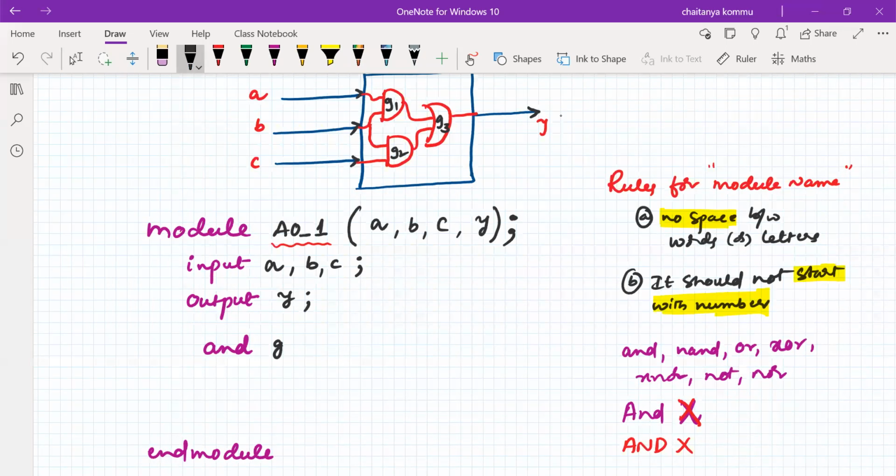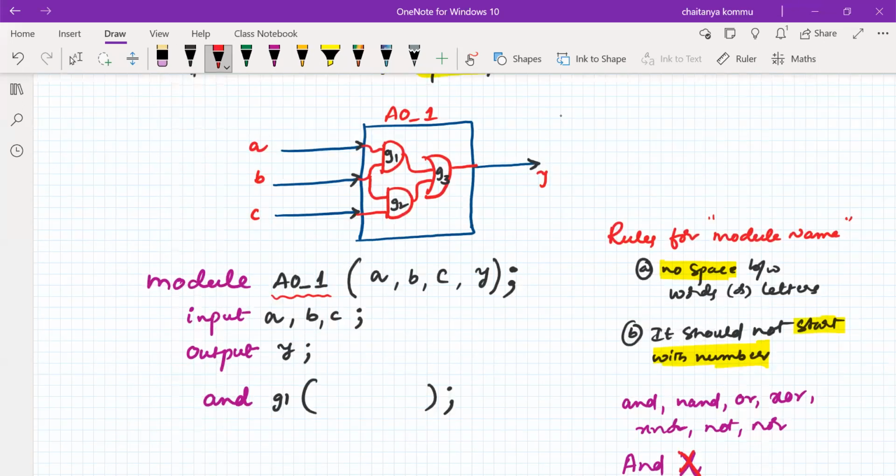Therefore, the name of the gate is G1, and we have to write what the output and inputs are for this one. So in these brackets, first we write the output of the gate G1, and then we write the inputs for the gate G1. So what is the output for this gate here? As you can see, this is the gate, and the output is available at this point.